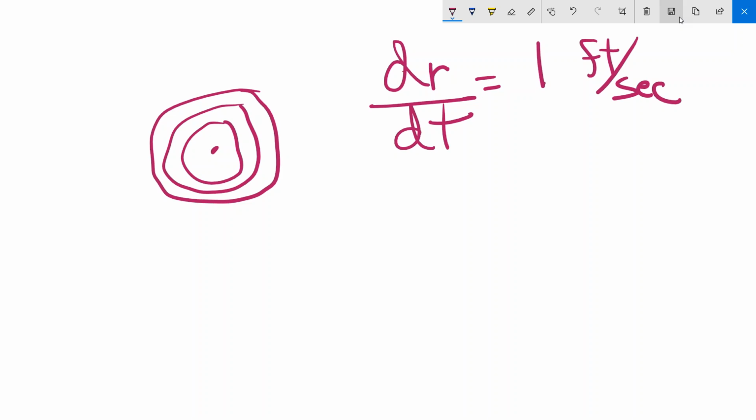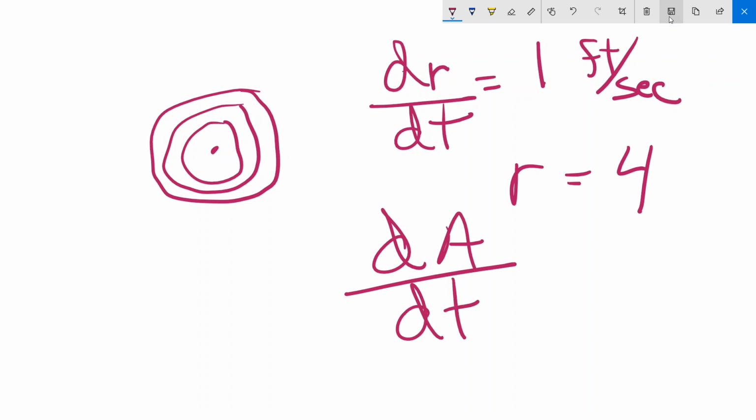per second. Now the question is, at what rate is the total area changing when the radius is equal to 4 feet? They want to know how the area is changing with respect to time. So, what equation relates area and radius? A equals pi r squared.